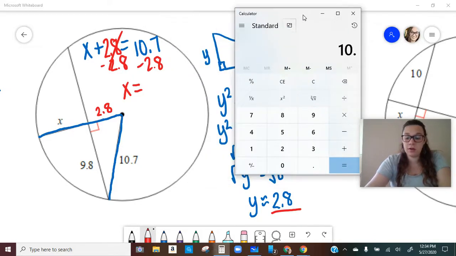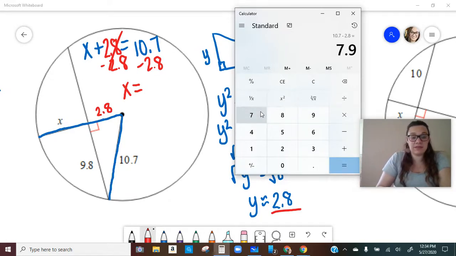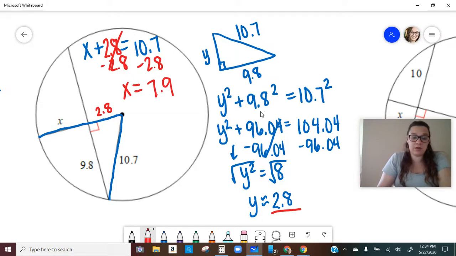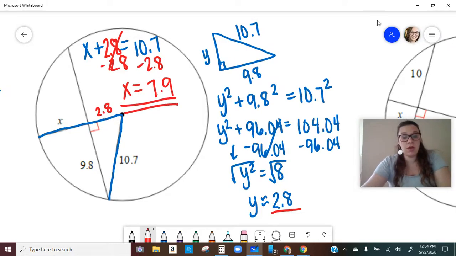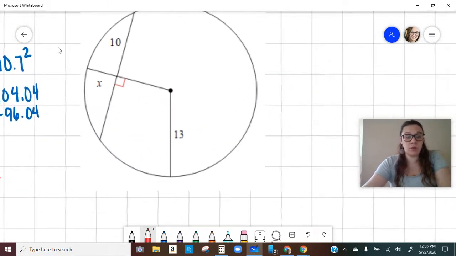10.7 minus 2.8 is approximately 7.9. I say approximately because we rounded earlier. But there's my final answer for the second one. Let's look at the third one.